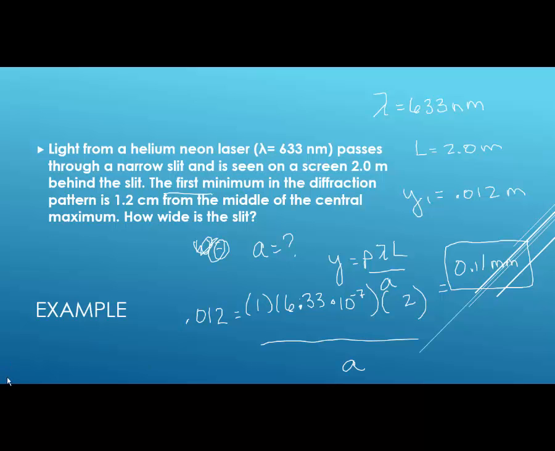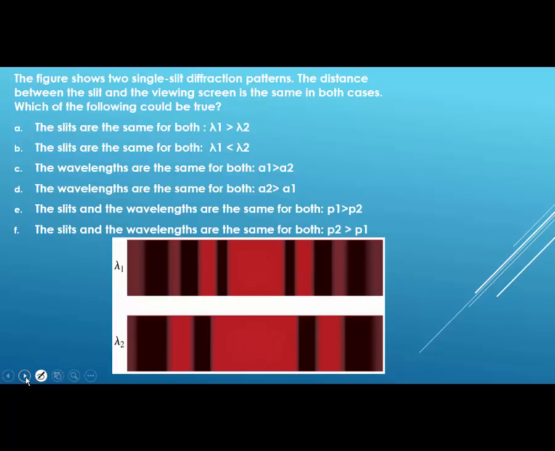So a little conceptual question for you guys on the last slide. Okay, so here you have 2 single slit diffraction patterns. The distance between the slit and the viewing screen is the same in both cases. Which of the following could be true? I'll let you guys pause it if you need to answer that question. Think about it for a little bit. But the best answer choice here: we've got 2 diffraction patterns. On the second one, we have a much wider central maximum. So remember that width is equal to 2 lambda L over a. So this one is much bigger than this one. So which one of these conditions could possibly fulfill that?